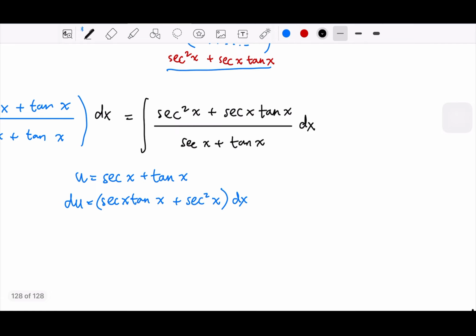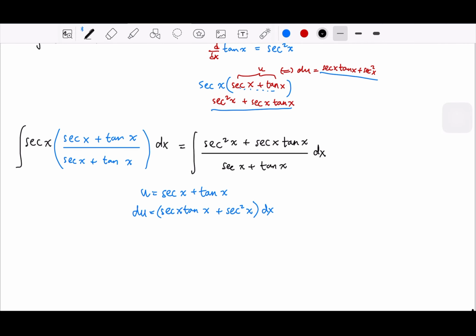So this will be, maybe I will write it here. So this will be the integration of 1 over u du, or this is ln u, or ln of secant x plus tangent x. And don't forget plus a constant.